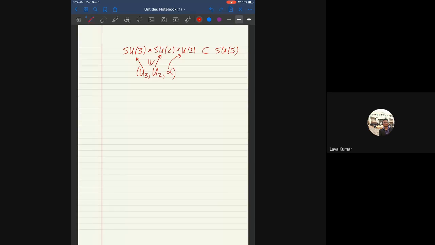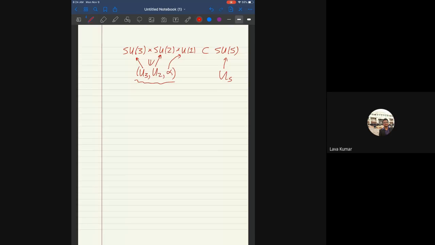And we want to embed each element of this group inside a corresponding element U5 of SU5, a 5x5 unitary matrix, a determinant 1 unitary matrix in SU5. Well, how can we do it? You see, there's not that much room available.